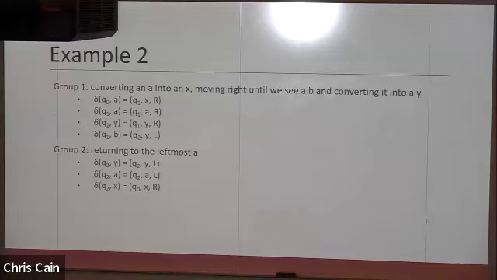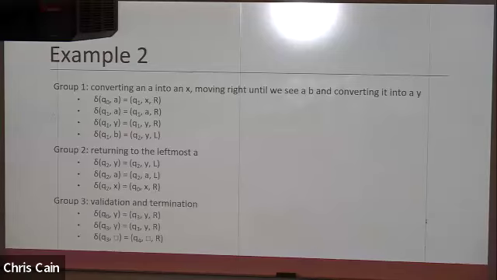Questions on group 1 and group 2 so far? How that creates a loop? Rush. Yeah. So that's group 1 and group 2.